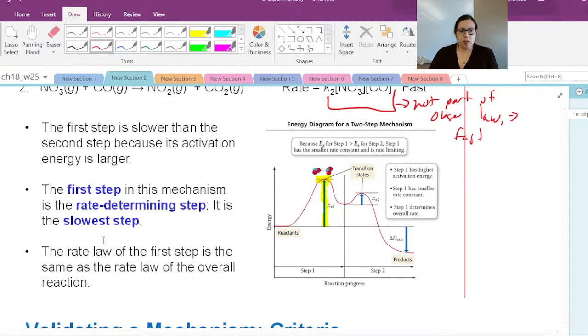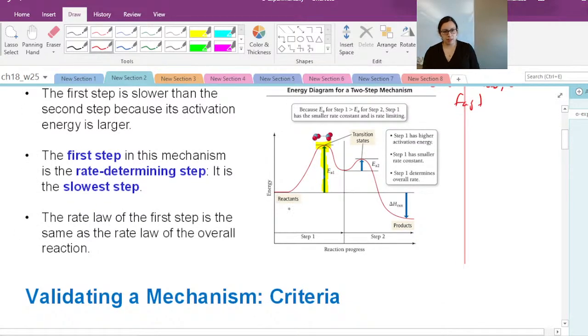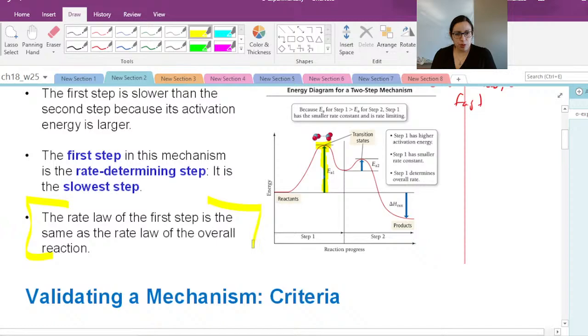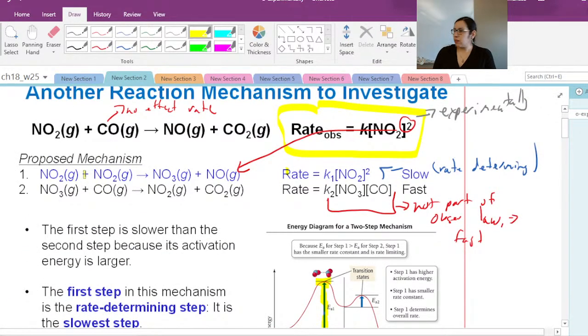And so this one was a little simpler in some senses in that we were able to just verify that the rate law of the first step is the same as the rate law of the overall reaction. So this is saying that it is dependent upon NO2 reacting with itself first, and that is our limiting factor. Does that make sense to everybody?